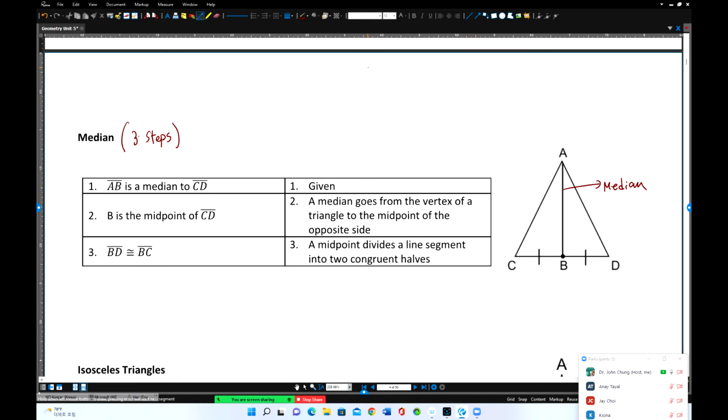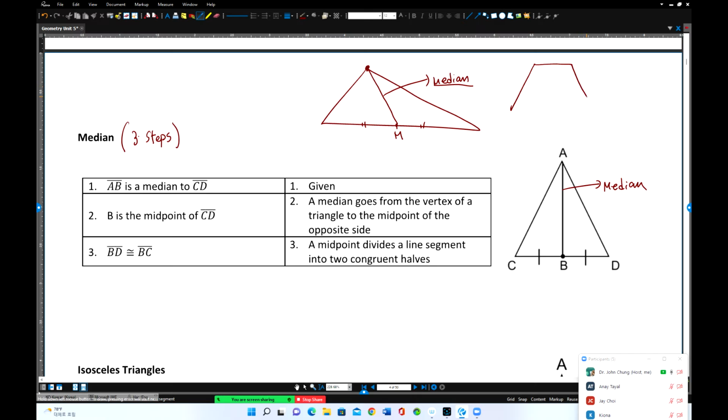What is the definition of median? When you have a median in the triangle, median is what? A line drawn from a vertex to the midpoint of the opposite side. This line, ending at this midpoint, is called the median. There are many medians in polygons. This is a median in a triangle. The next median, where is it?